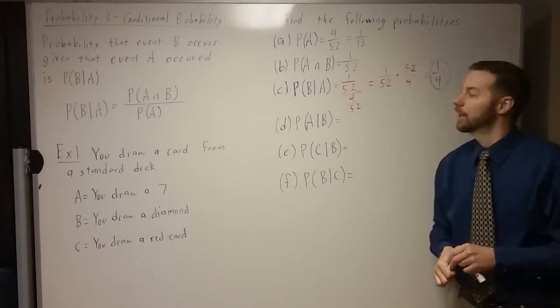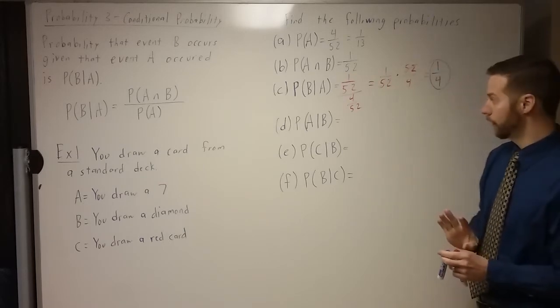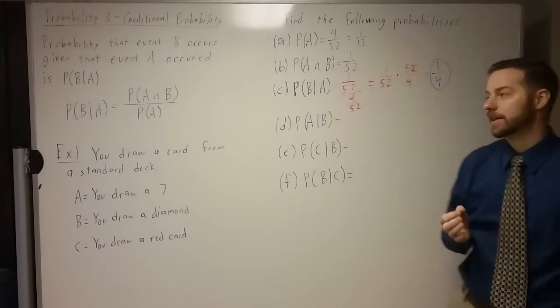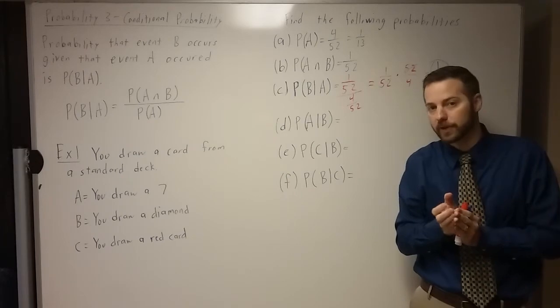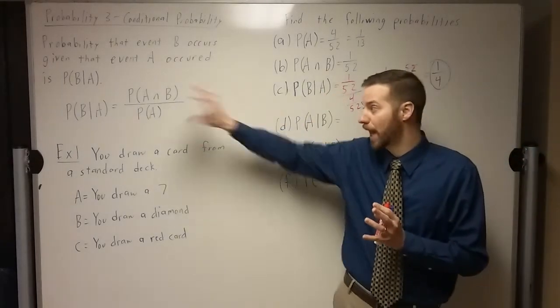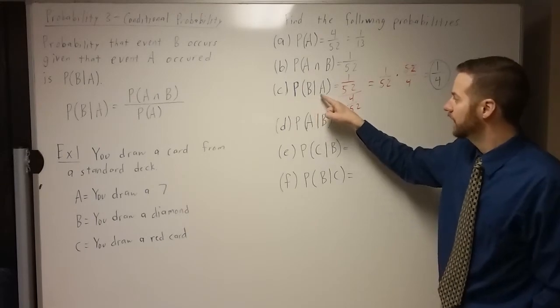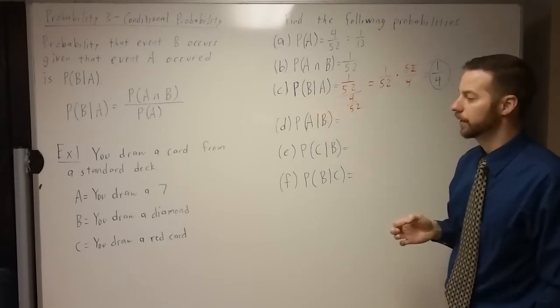All right, now let's think this through a different way. Now, this is perfectly fine. It'll get you the right answer. But I'd like us to be able to logically reason through this as well and not be stuck just blindly plugging numbers into a formula. So probability of B given A. Let's put this in words.